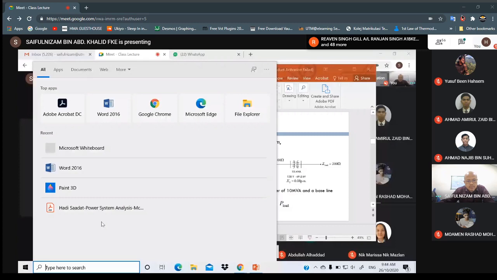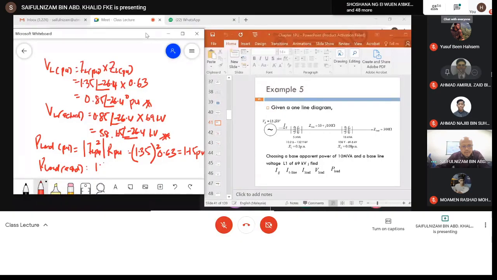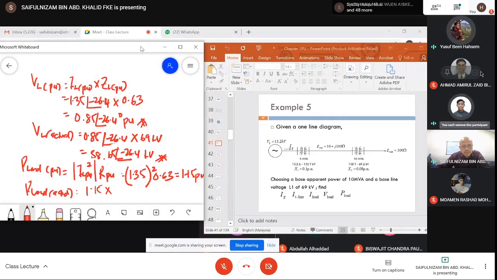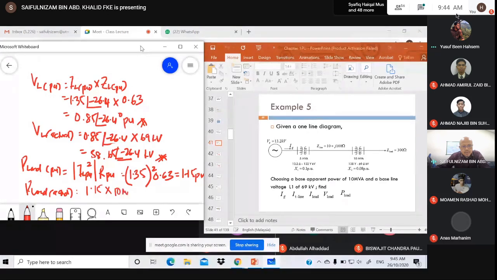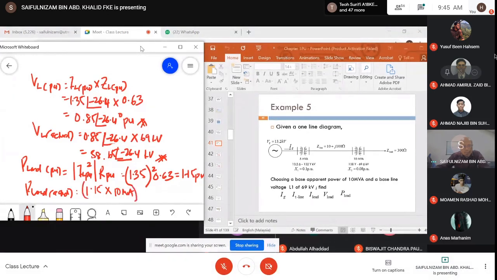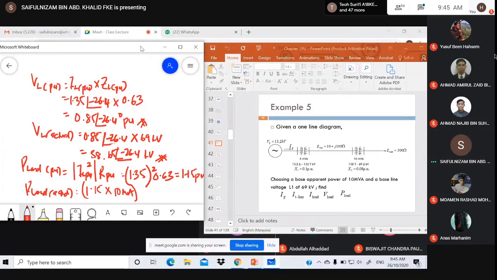So P load actual equals 1.15 times the base, right? What is the base power? It's 10 MVA. The S base equals P base equals Q base, remember, in per unit value. So what do you get? 11.5 MW. So this is the actual power absorbed by the load.